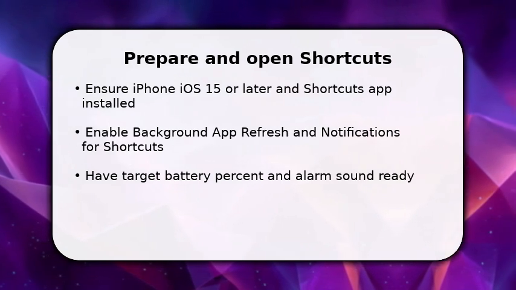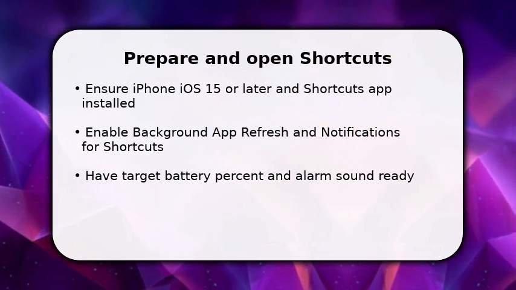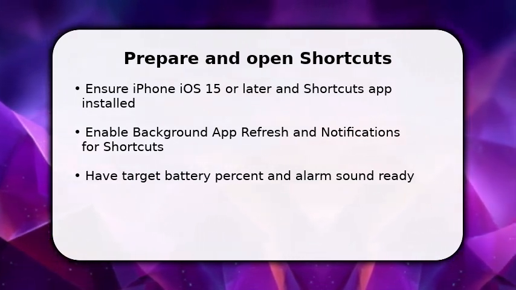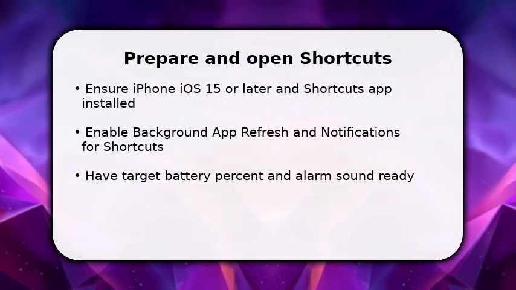Once done, tap Next and select Add Action. This starts the automation sequence. Do not enable Ask before running. You want the phone to act automatically without confirmation, so prepare the action list next.